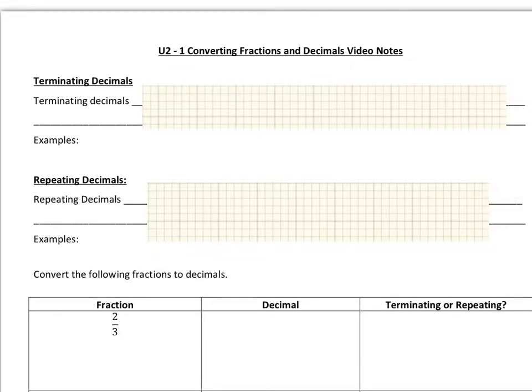Okay, we're going to take a look at a couple of definitions for our unit on, or our notes on converting fractions and decimals. We're going to take a look at the definition of a terminating decimal and some examples, and the definition of a repeating decimal and also some examples. So make sure the top of your notes says Unit 2-1, and we're going to talk about terminating decimals first.